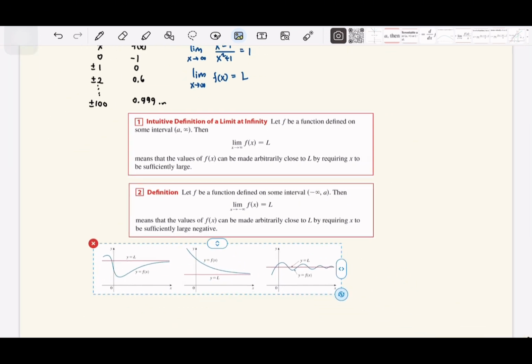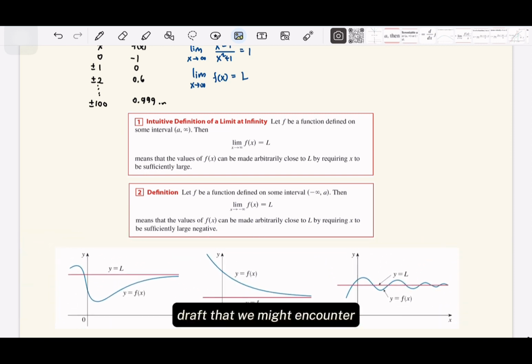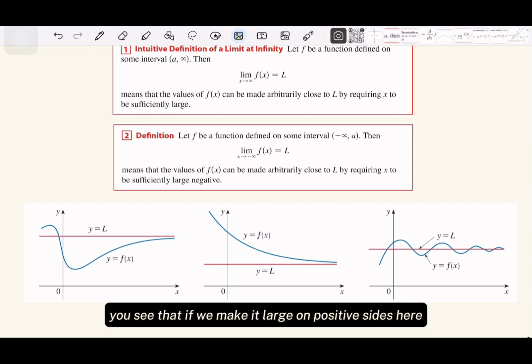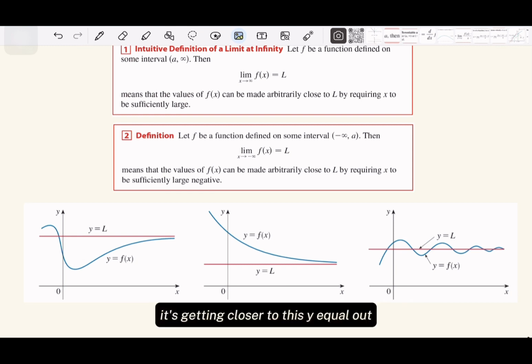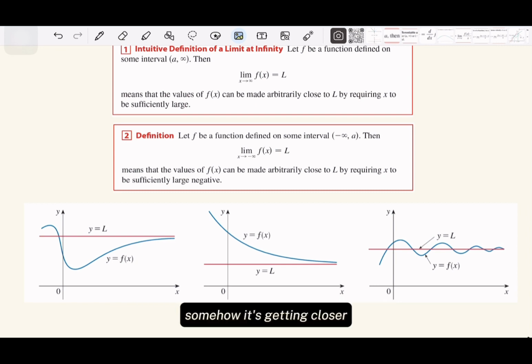In some of the graphs that we might encounter in the problems, you see that if we make x large on the positive side here, it's getting closer to this y equals L. It means that it's getting close to L, right? Same way with this. Somehow it's getting closer, so it's never going to be crossing this line. It's going to be closer and closer, and forever stays like that.